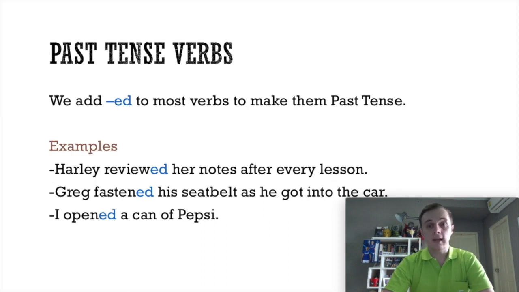Now, usually making past tense verbs is quite easy. You just add ed to the verb to make it past tense. So in these examples, Harley reviewed her notes after every lesson. We've got the verb review, and then we add ed to make it past tense, reviewed. Greg fastened his seatbelt as he got into the car. We've got the verb fasten, we add ed, and now it's past tense, so we know that it's something that has already happened and is finished.